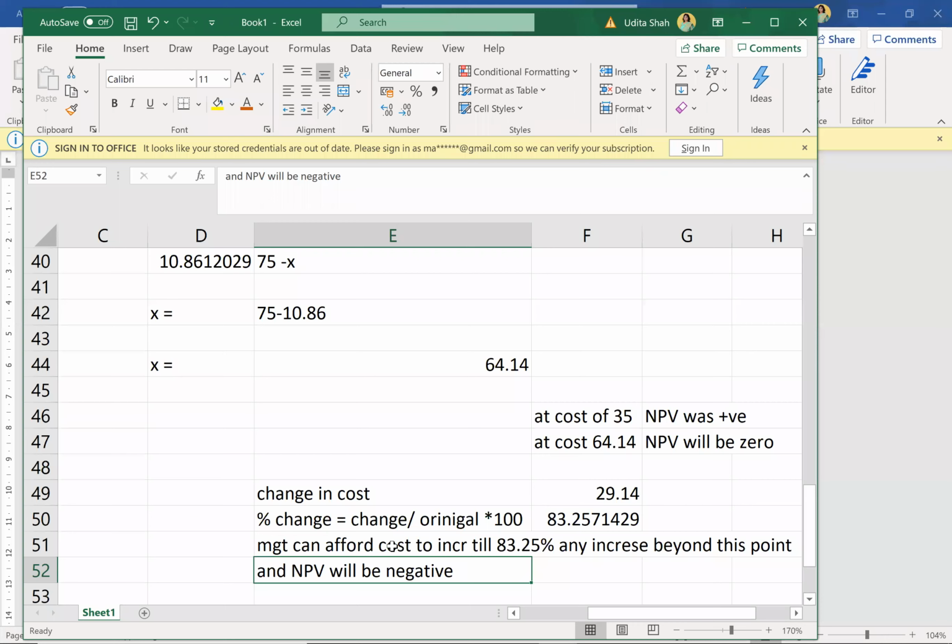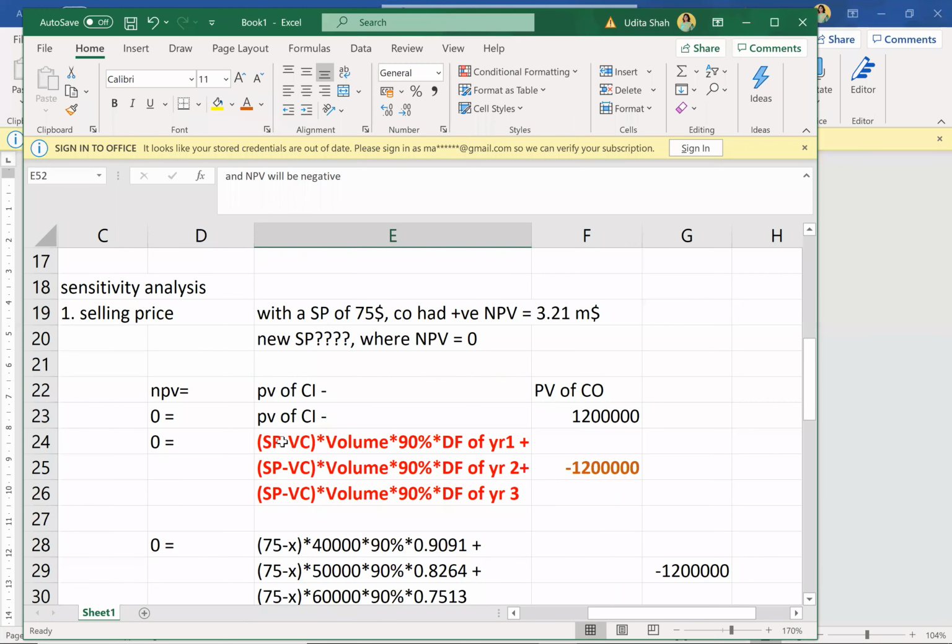Okay, the cost formula again I'll tell you. The same thing remains, right? The NPV formula is the same thing: selling price minus variable cost, into volume, into 90%, into discounting factor of year 1, plus same thing for year 2, plus same thing for year 3. Now I am just going to change the cost. The selling price will be original. What is the original selling price? 75. So instead of selling price, I'll write 75.